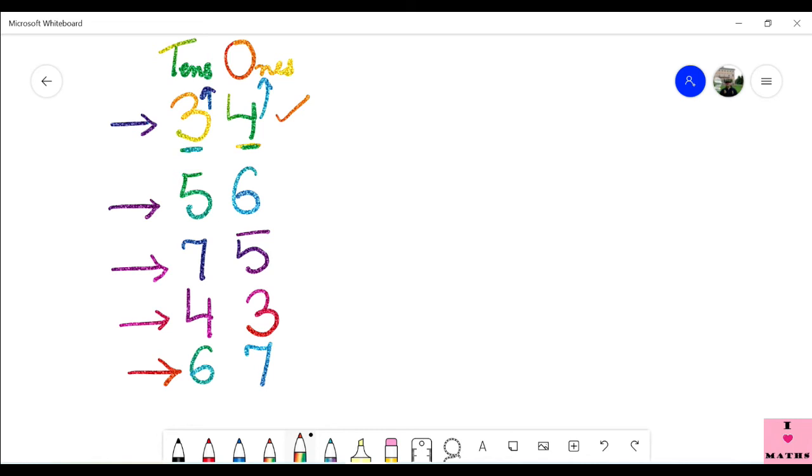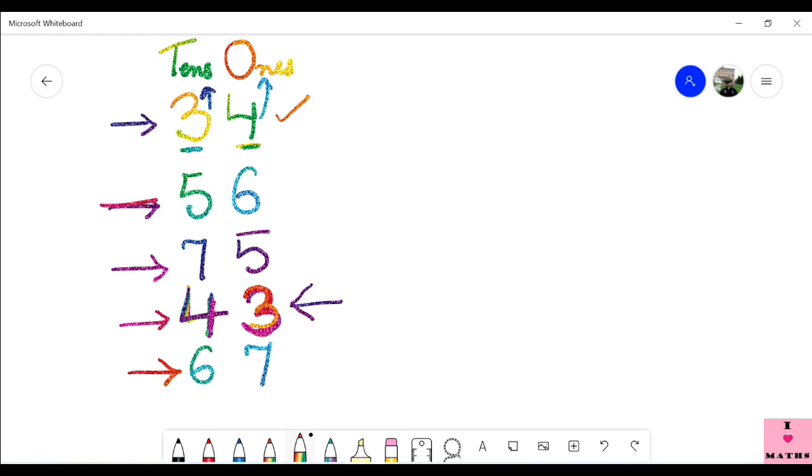Okay, if we look at this number 43. Now in this number the digit 3 is at ones place and that is the reason the place value of 3 is 3 ones. And here the digit 4 is at tens column. It is at tens place. So the place value of digit 4 is 4 tens or 40.